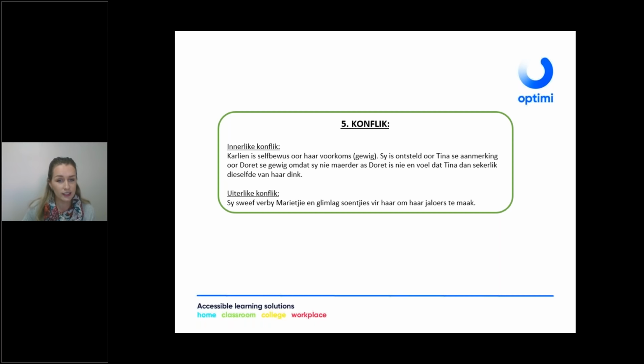Okay, dan die uiterlike konflik. In the story, it says that Carlene sweef verby Marietjie en glimlag siekies vir haar. It could be to make her jealous. So she explains that while she's dancing with Franz, she spots Marietjie, and while they are dancing past her, she kind of grins at her, smiling, grinning at her. That could be to make her jealous, to say that I'm now the center of attention.